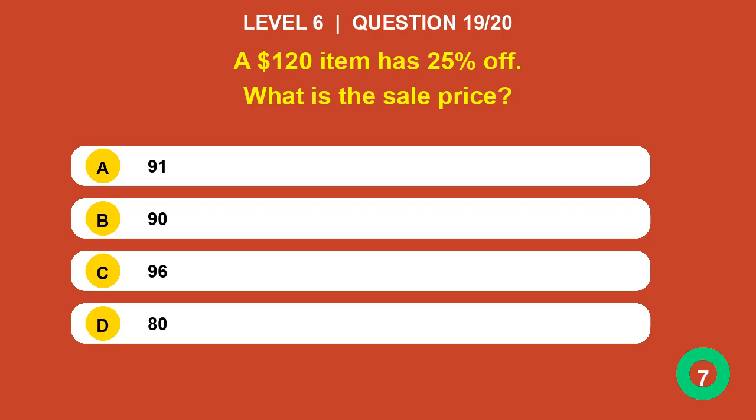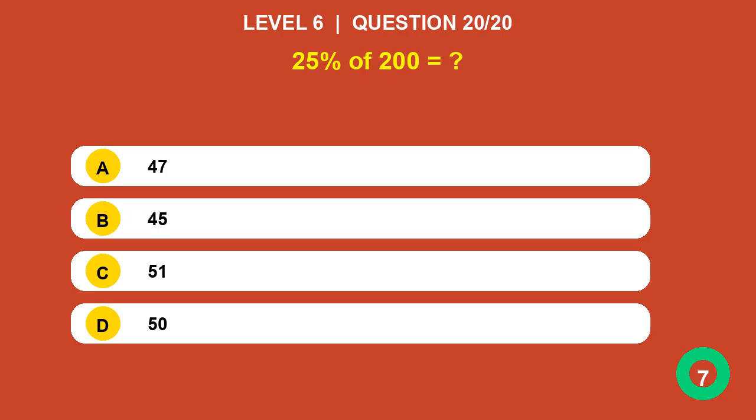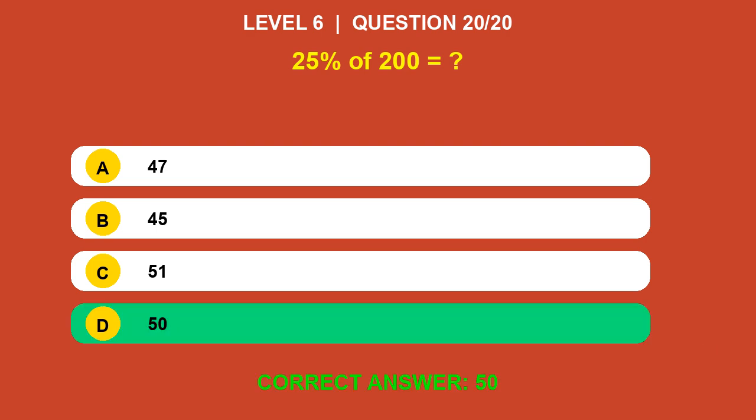What is the sale price? Answer is 90. 25% of 200 equals? Answer is 50.